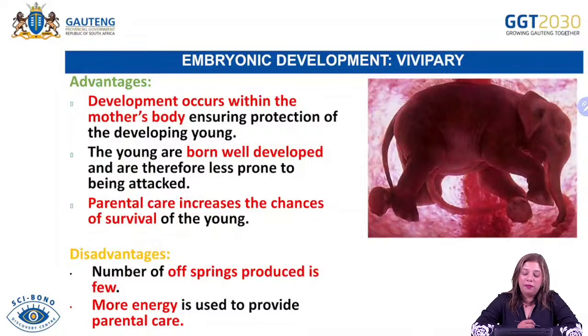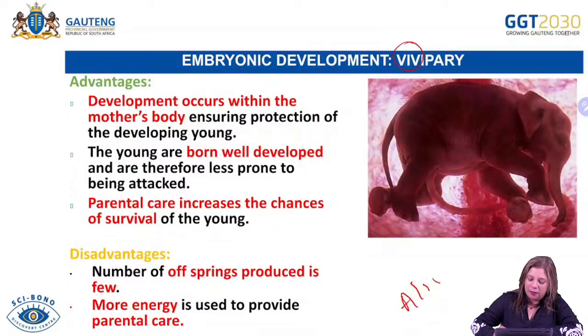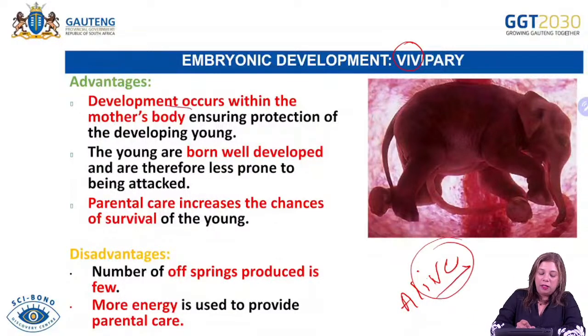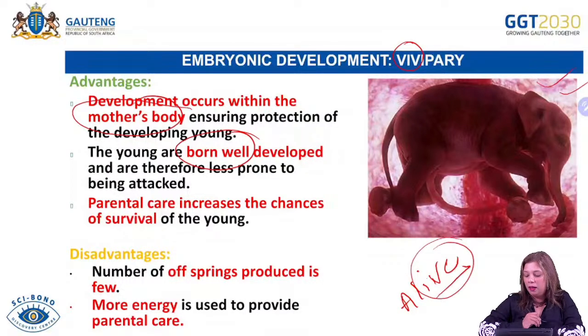So embryonic development, vivi, alive, isn't it? Please don't confuse these terms. These are easy marks for you to get. So vivipary is where the young are born alive. And the advantages, it occurs inside the mother's body. The young are well developed. Look at this little elephant there, baby elephant. The parental care increases and the survival chances of the young are improved.